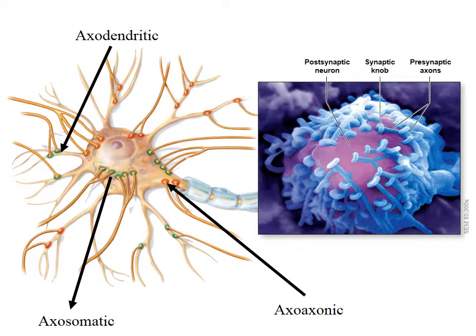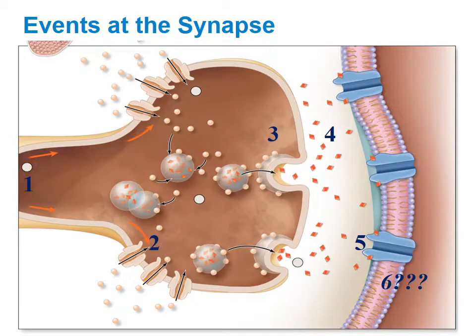There are 3 synapse types: axosomatic, an axon terminal of one neuron to the soma of the second neuron; axoaxonic, an axon terminal of one neuron to the axon hillock of the second neuron; axodendritic, the axon terminal of one neuron to the dendrite of the second neuron. At a synapse between 2 neurons, the sequence will be action potential, chemical, graded potential.